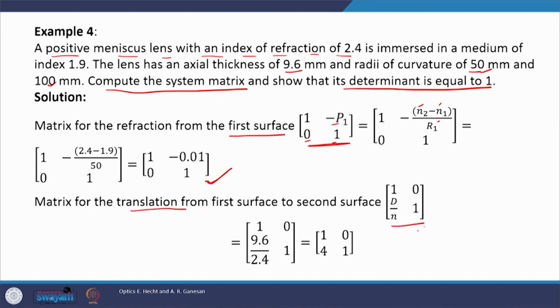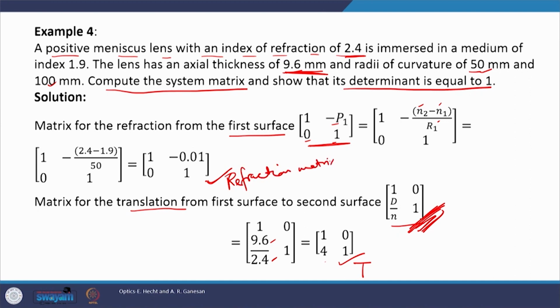This is the expression for the translation matrix: 1, 0, d by n and 1. d is the separation or thickness of the lens, which is given as 9.6 millimeter, and n is the refractive index, which is given as 2.4. Substitute for d and n, and this gives the translation matrix here. The translation matrix is here, the refraction matrix is here.